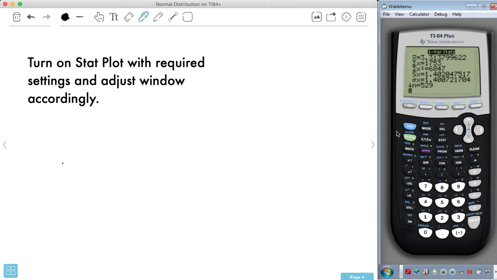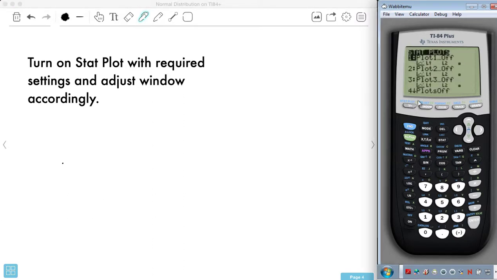So now we're going to turn on our stat plot. So we go second, stat plot. You can pick any stat plot you want. I'll usually just choose the first one. And I want to make sure to turn it on. I can see that on is blinking, but I want to hit enter to make sure it's turned on.